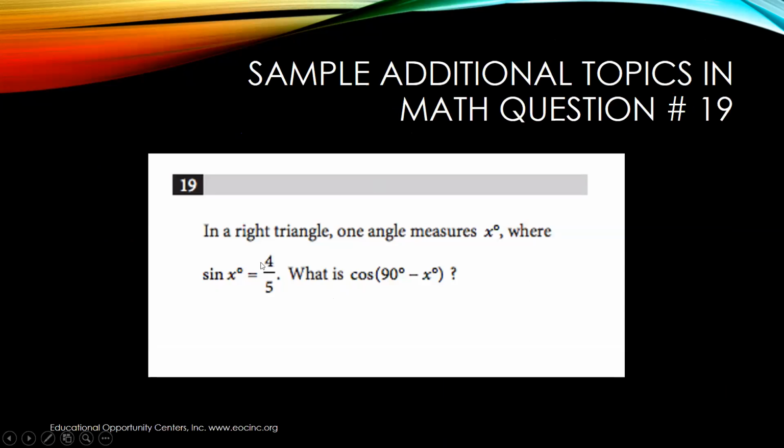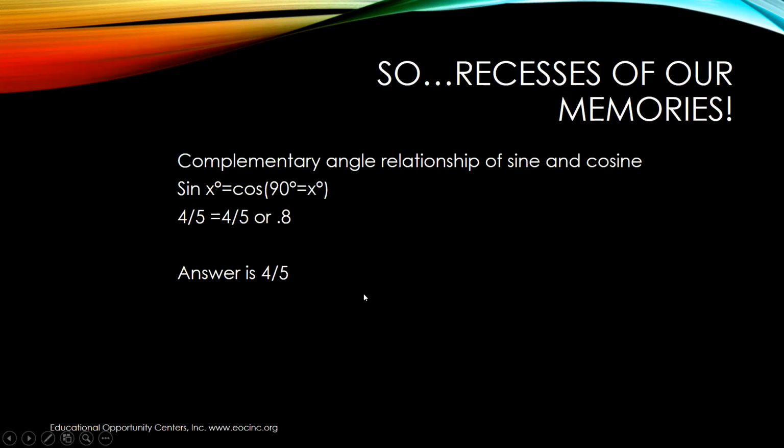Sample additional math topic. This is a right triangle question. Anybody know this answer? Just by looking at it, you're like, oh, I know this answer. Trying to get my chat back. So in a right triangle, one angle measures... nobody's giving me a guess. We're almost out of time. The correct answer is 4/5 or 1/8.